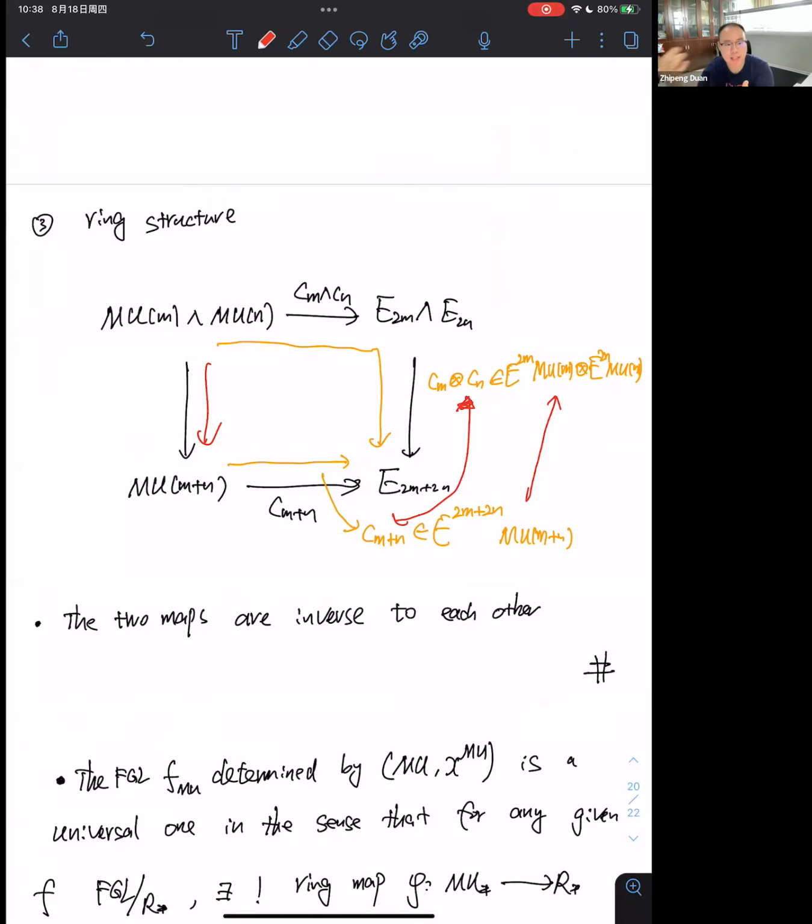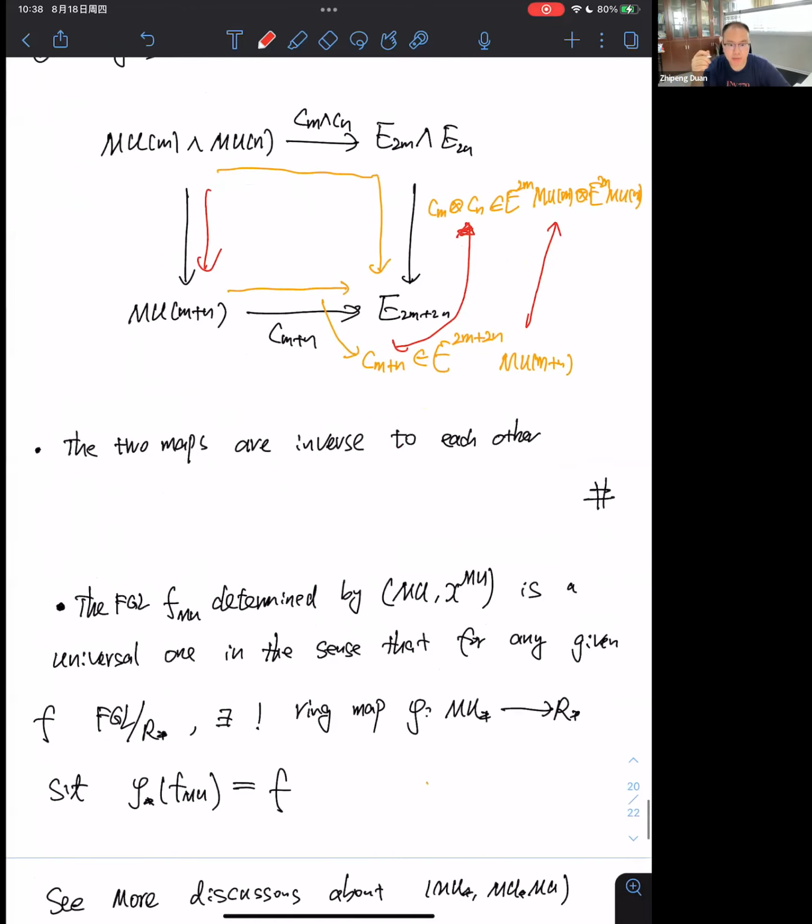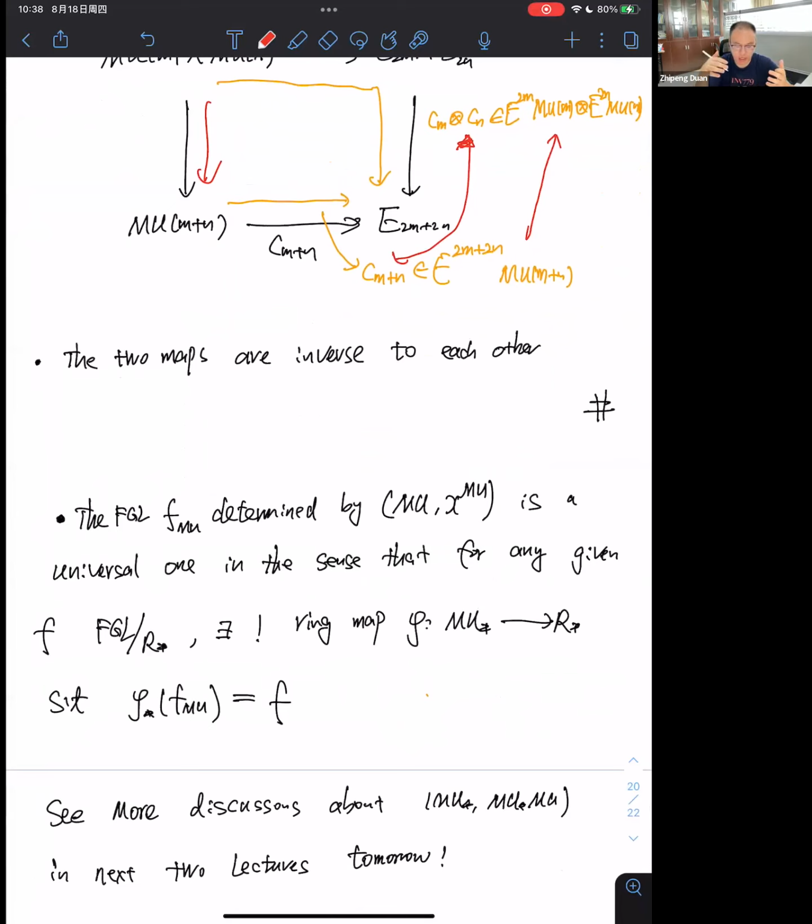And actually you can check that these two maps are inverse to each other. The reason is the fact I said before, that the higher Chern classes are actually determined by the first Chern class, and the first Chern class is actually the complex orientation we chose. So this is why the two maps are inverse to each other. So this is the short proof to say why MU is a universal complex oriented spectrum in this sense.